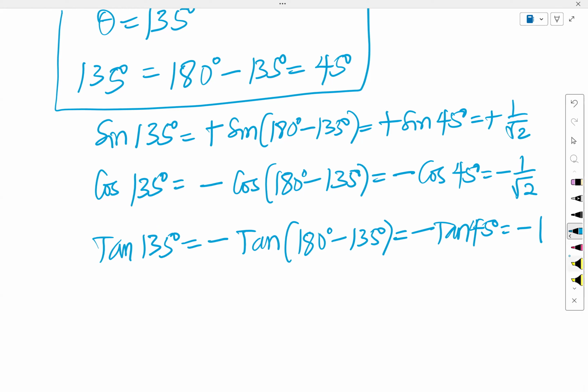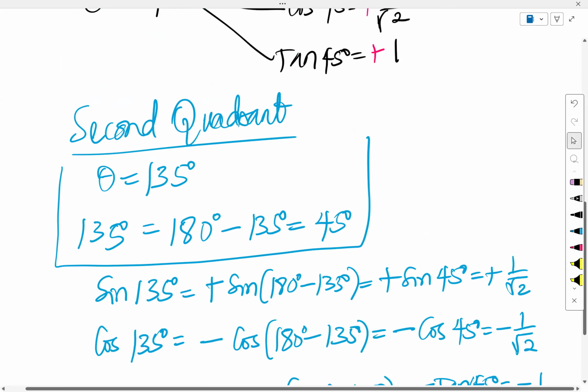Be able to break any angle you have down to something in the first quadrant, because if you're using a table, you only get angles from 0 to 90 degrees, only first quadrant angles. But if you're able to break it down appropriately, then you can do that. And then all you need to know is that in a particular quadrant, only a particular trigonometric ratio is positive. So that helps you.